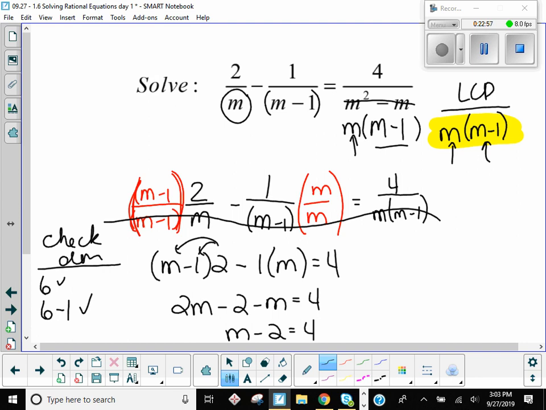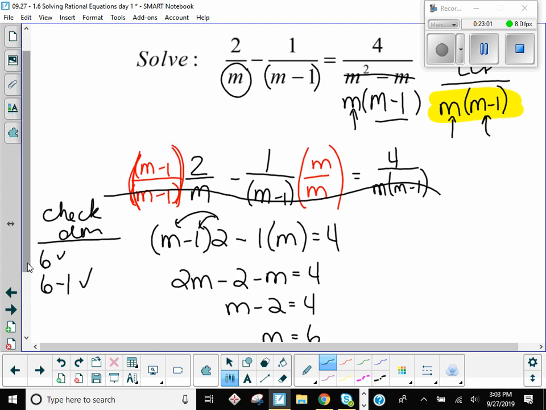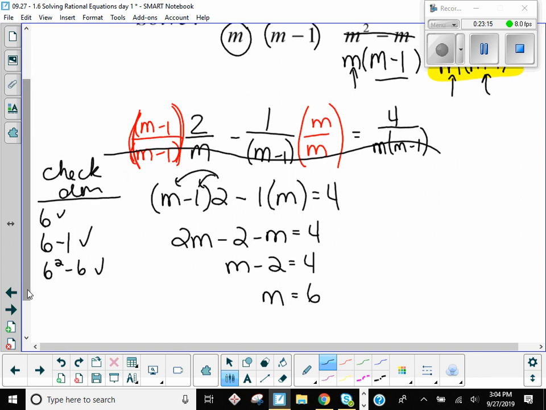All right. So 6 minus 1, not 0. Check. And then for that last denominator, 6 squared minus 6. Again, I don't actually care what the answer is. I just care if it's 0 or not. Is 6 squared minus 6 going to give me 0? No. So it checks. So that answer is good to go.